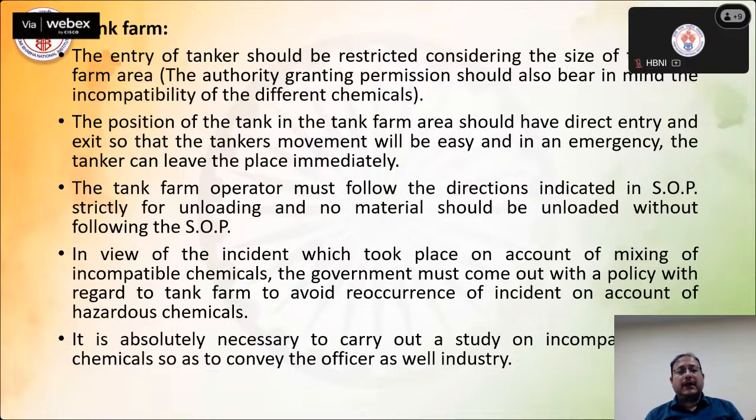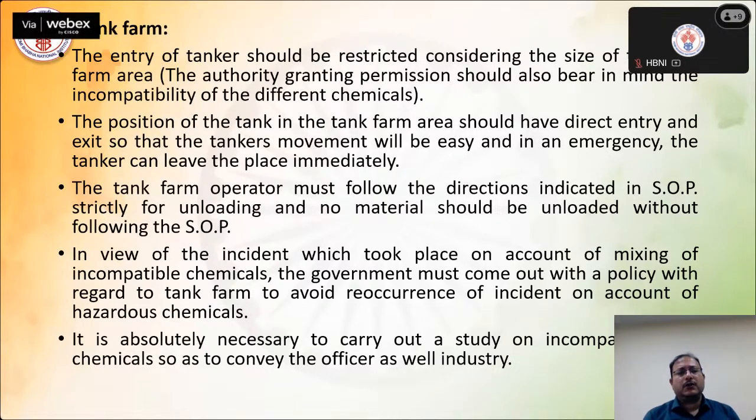The position of the tank in the tank farm area should have direct entry and exit so that the tanker's movement will be easy, and in an emergency the tanker can leave the place immediately. Layout design should be very clear that in case of any emergency, accident, crisis or disaster situation, there should be a place for evacuation and for immediate removal of accidental wagons, tanks or anything like that.